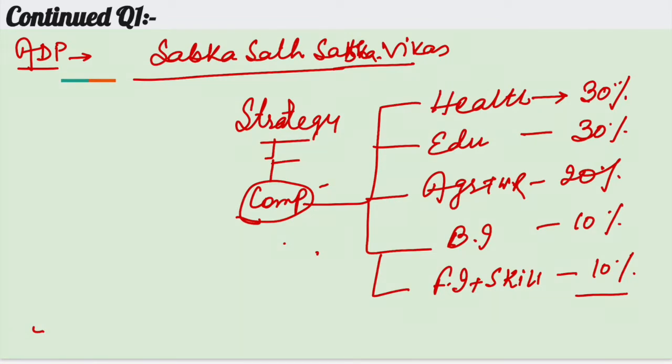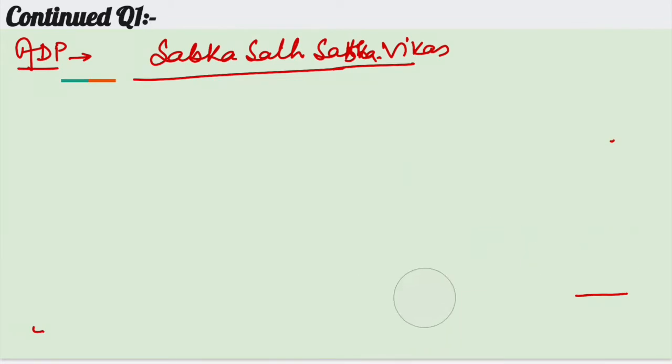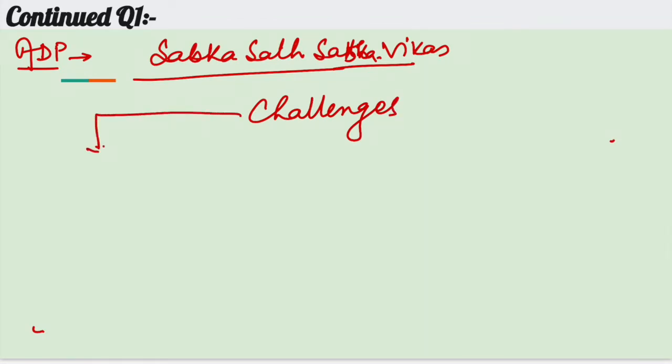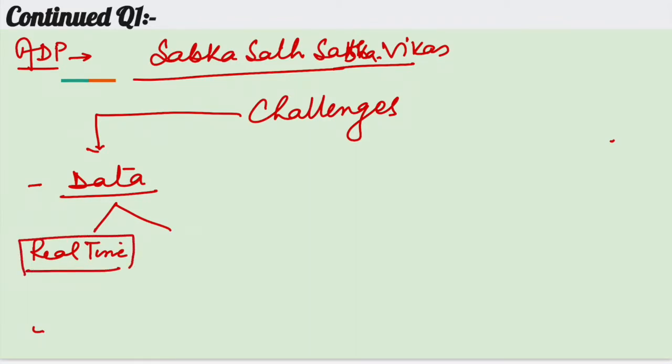After that, you will have to talk about the challenges that ADP is facing. The first challenge that ADP is facing is with respect to data. Under the data, there are two problems. First is real-time data. Whenever you are giving ranking to these different districts, you must have real-time data, but they are basically relying on historical data.